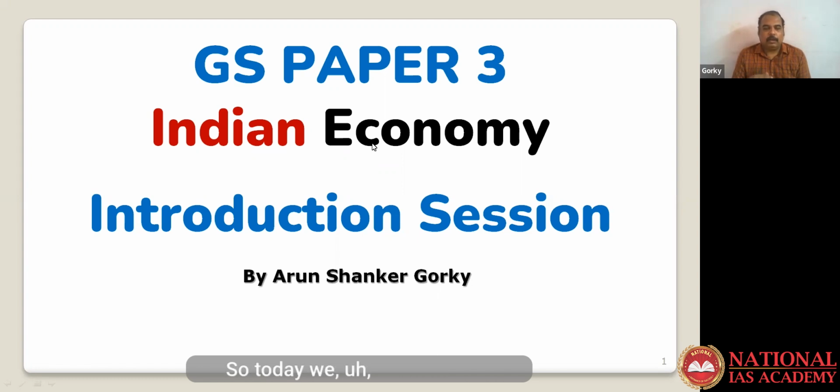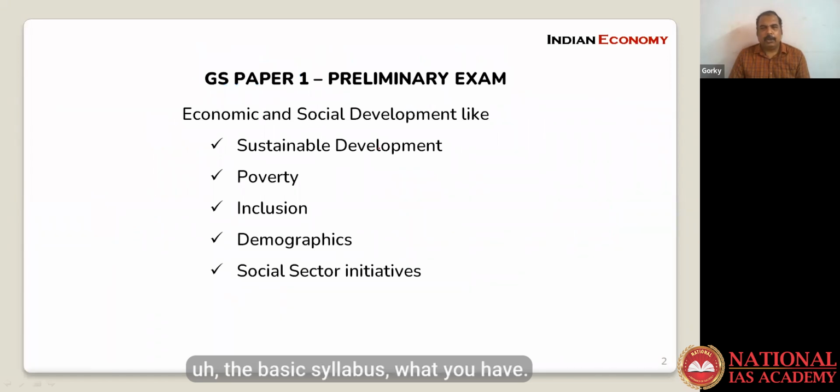So today we start with the notion of both prelim cum mains, and we try to move on gradually in the next few months with respect to Indian economy. Initially, to start with, we'll go with the basic syllabus you have. These are the only words provided as part of your preliminary syllabus: economic and social development, such as sustainable development, poverty, inclusion, demography, social sector initiative, etc. So this is the only syllabus you have.